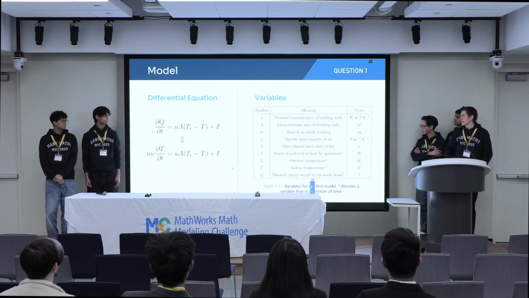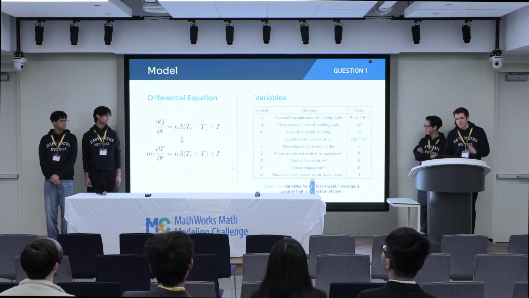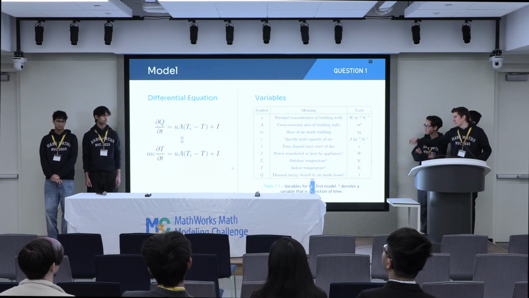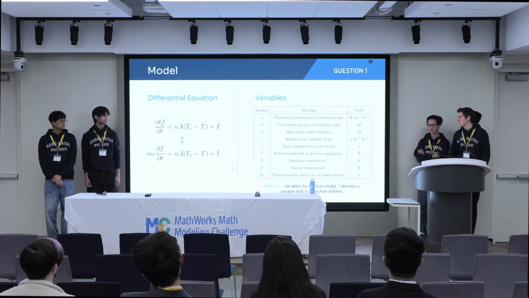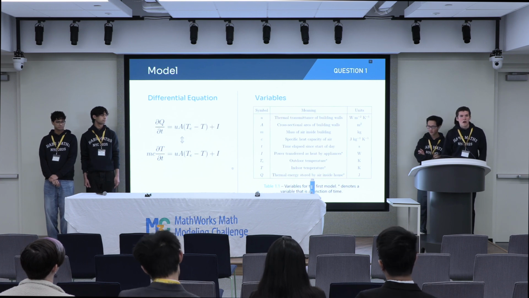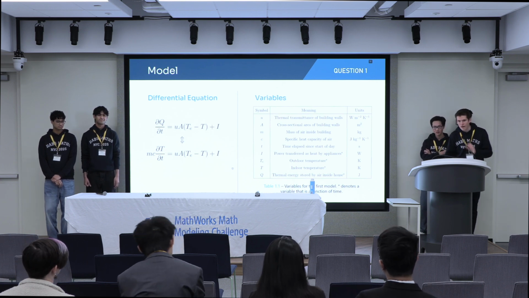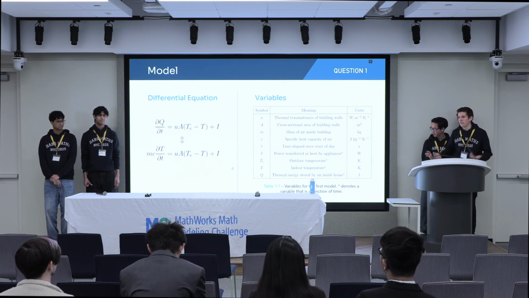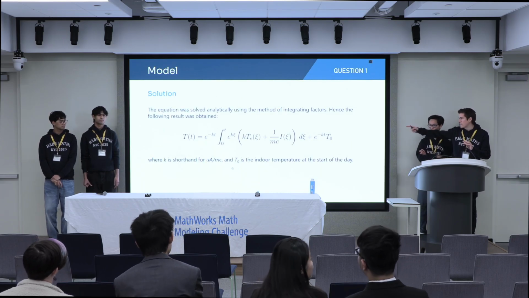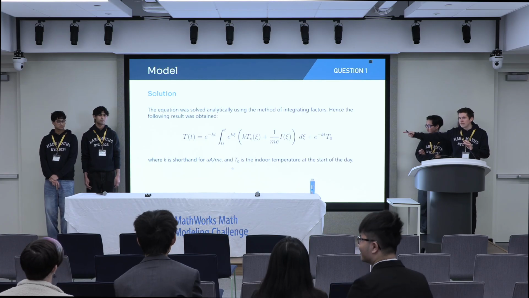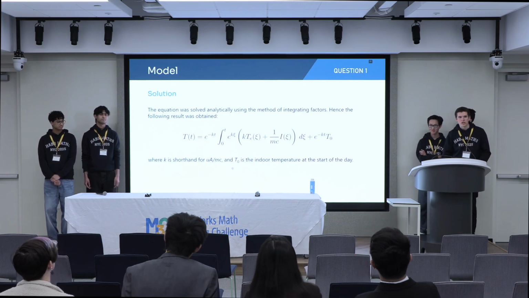The first step in solving it is to put Q equals mcΔT. And this is a partial first order differential equation. And using the method of integrating factors, we can solve it analytically, which is superior to a numerical solution for a range of reasons. And here's the solution we obtain. You can see we've got a constant K there, which is shorthand, and T0, which is our indoor temperature at the start of the day.